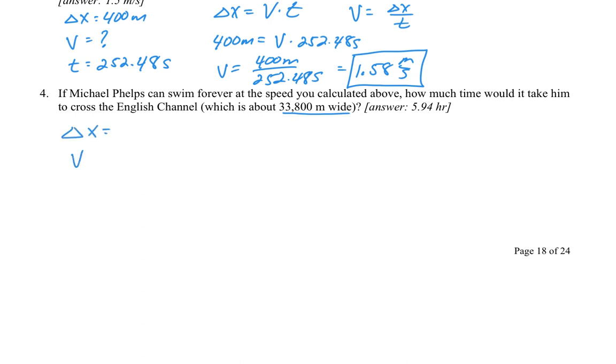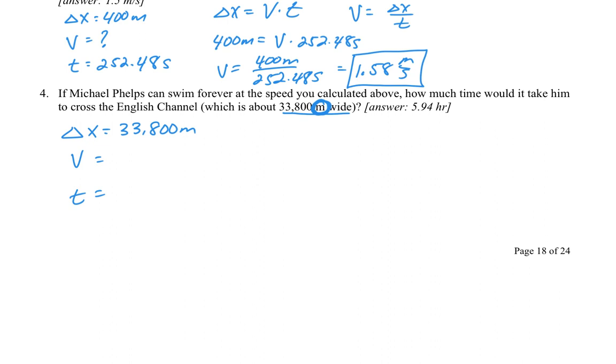So delta x, v, and t. They told us that the English Channel was 33,800 meters wide. Now, how do I know that that's delta x? Maybe I don't, but I always take a look at the units. The units help me out. Meters. What do I measure in meters? I don't measure velocity in meters, right?